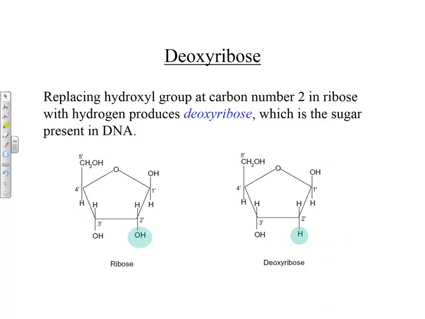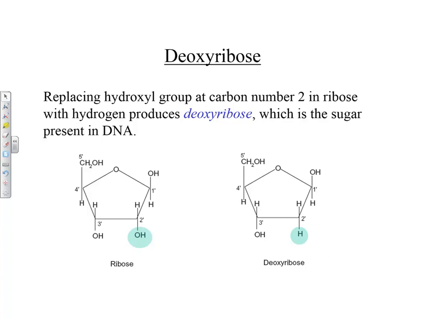Now, if you start with ribose, and here you have a hydroxyl group at the 2 prime location, if you replace this hydroxyl group with hydrogen, that means you have taken away oxygen from this. Then you get a new sugar which is called deoxyribose. The only difference between this and this is that instead of a hydroxyl group, you have a hydrogen. Oxygen has been taken away. This is deoxyribose. This is the sugar that is found in DNA, whether it's from you, from me, from any animal. It is this sugar that is found.